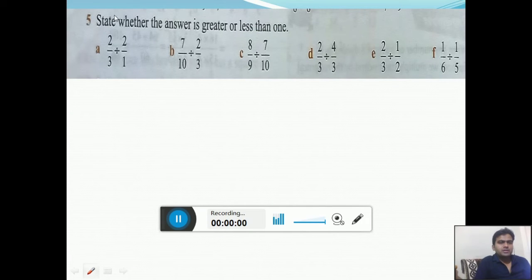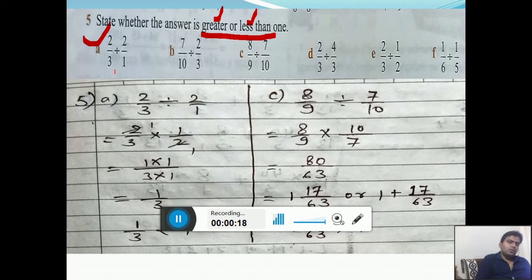Question number 5, state whether the answer is greater or less than 1. So first we have to solve this question, and then whatever answer we get, for that answer we have to say whether it is greater than or less than 1. So solve this question: 2 upon 3 divided by 2 upon 1.